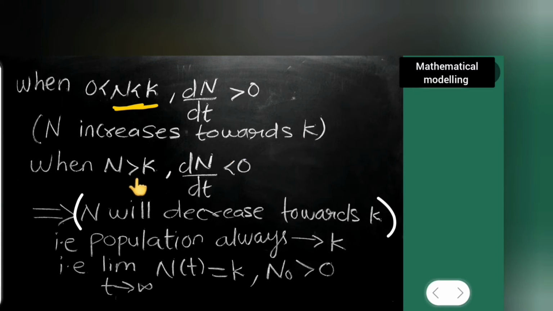And when N is greater than k, dN/dt is less than 0. So what will happen? N will decrease towards k. So that is, population always tends to k. So the limit as t tends to infinity of N(t) will be equal to k, right? And N naught is greater than 0.